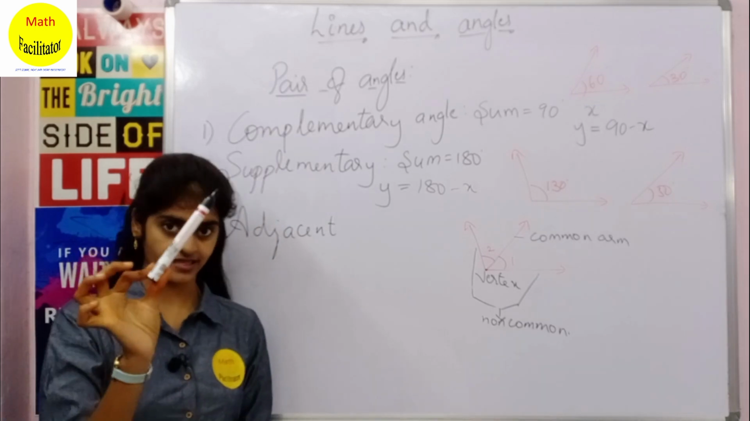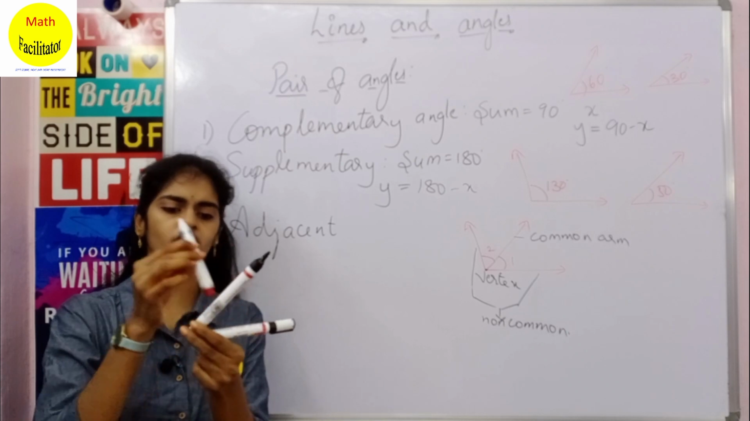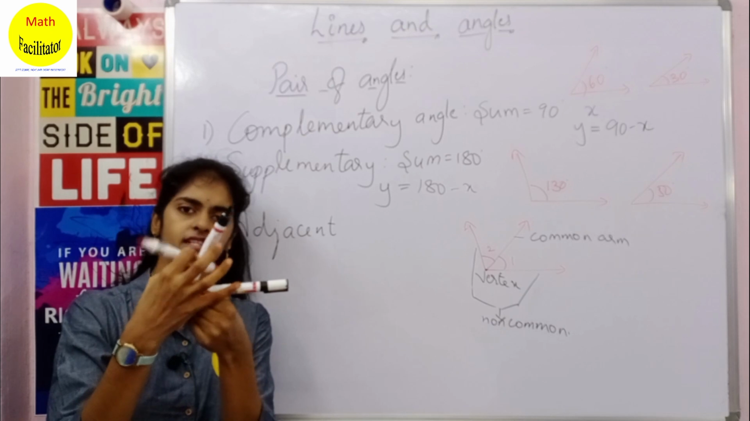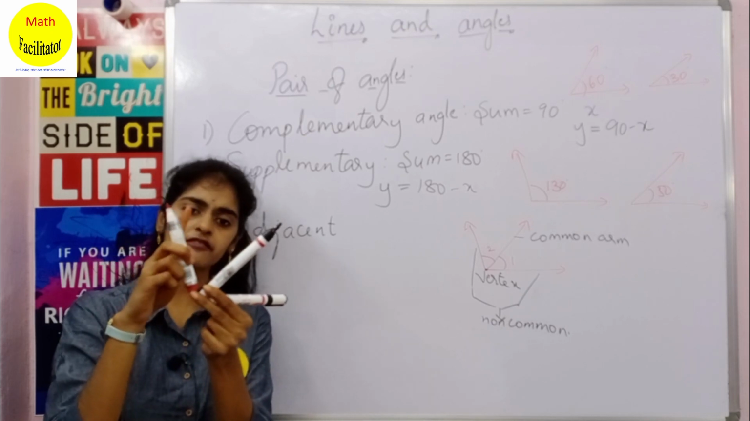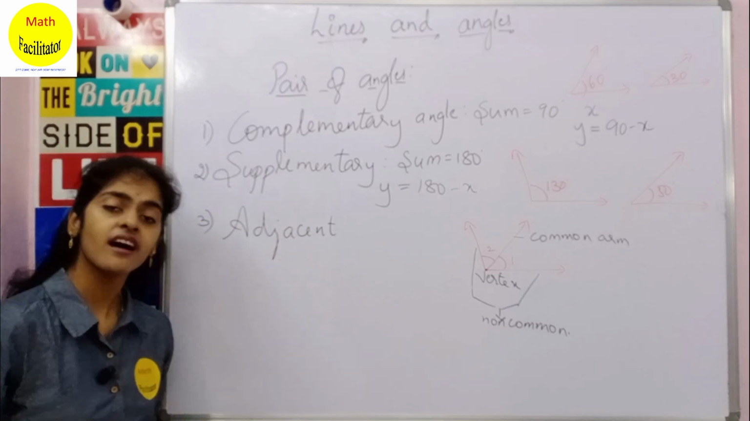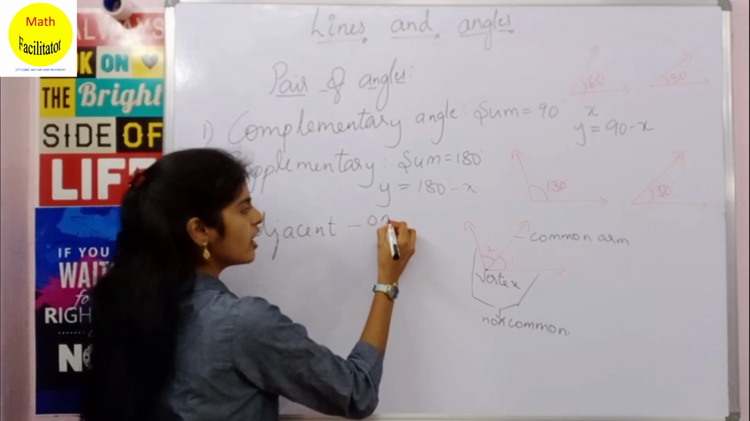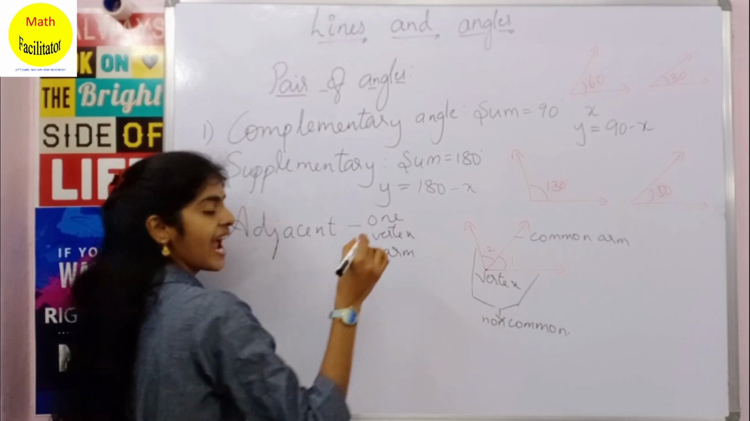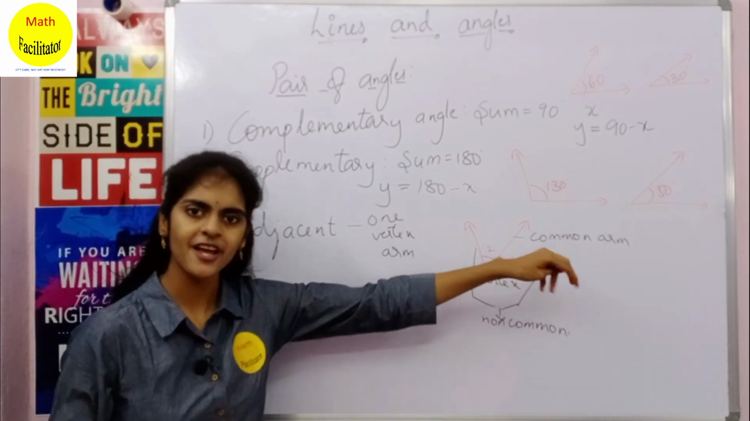Now suppose this is the common arm. The non-common arms will be on either side of the common arm, in this way. So this is one non-common arm, and down here is another non-common arm. Clear? And this arm is common for both the angles. Such angles are called adjacent angles. So the condition is you should have one common vertex and one common arm, and the two non-common arms should be on either side of the common arm.